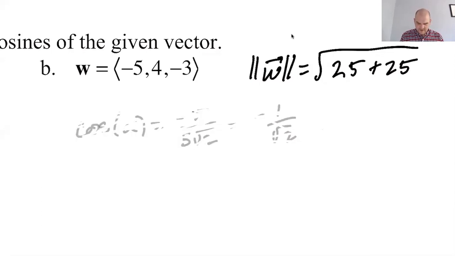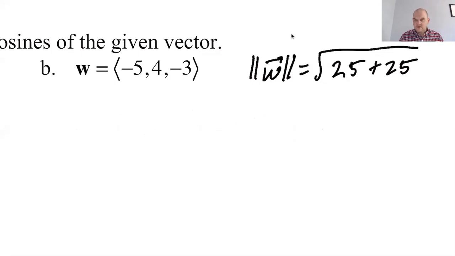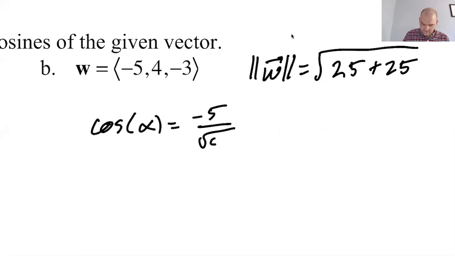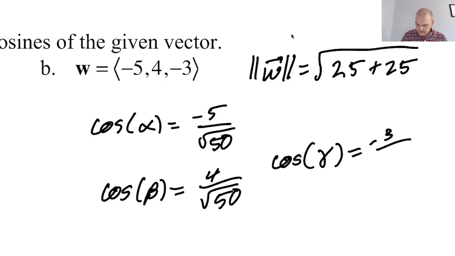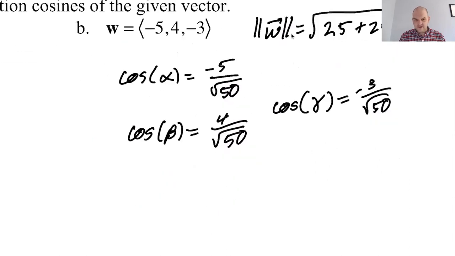Okay, remember when I said I thought this would be a quick one? I think we all knew that wasn't true, even when I said it. So here we go. Cosine alpha is negative 5 over root 50. Cosine of beta is 4 over root 50. Cosine of gamma, that's the best gamma that I've drawn so far, is negative 3 over root 50, and then we were done with that. Okay, so we got our direction cosines.